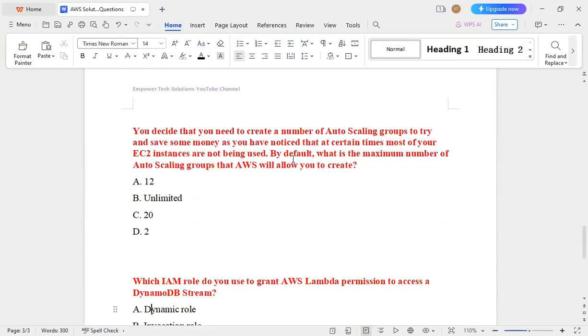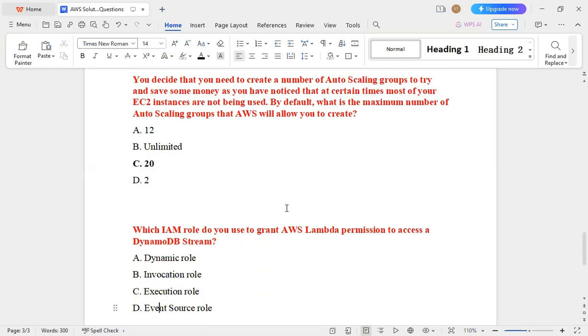The next question, you decided that you need to create a number of auto-scaling groups to try and save your money, as you have noticed that certain times most of your EC2 instances are not being used. By default, which is the maximum number of auto-scaling groups that AWS will allow you to create? So here, Autoscaling is an AWS service that allows to increase or decrease the number of EC2 instances within your application architecture. So to create a collection of EC2 instances, autoscaling groups are very useful. So the answer is 20.